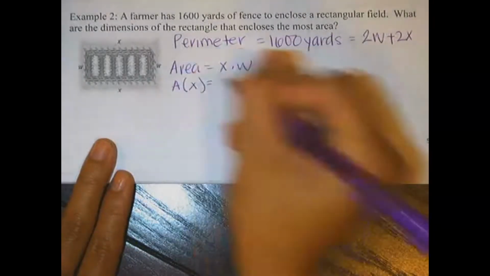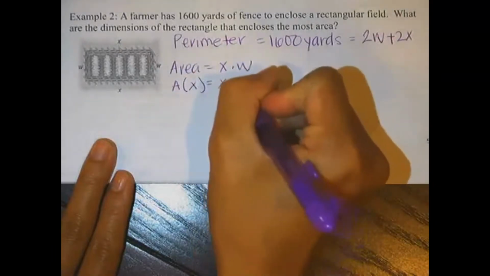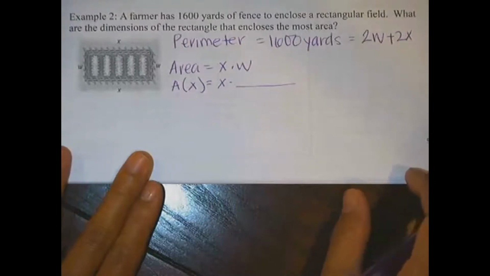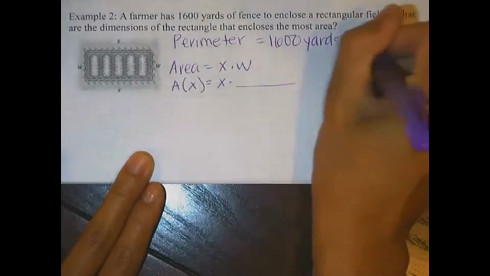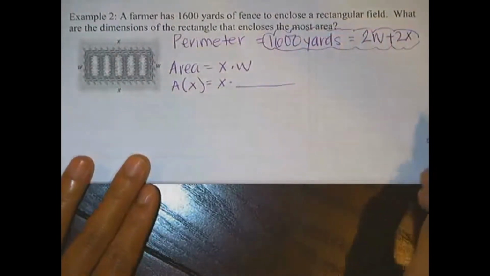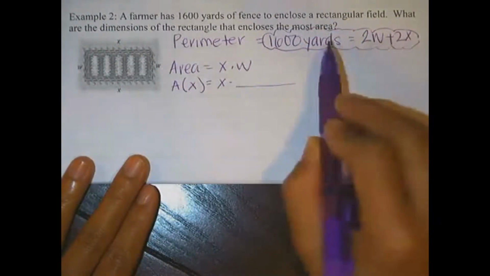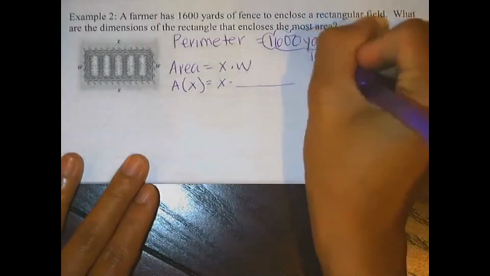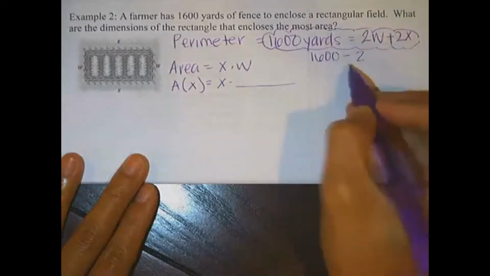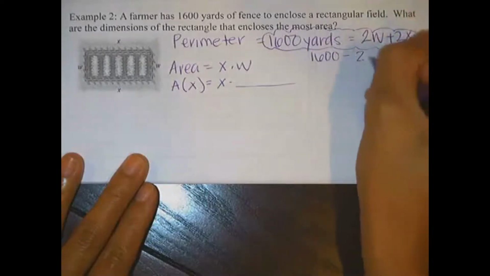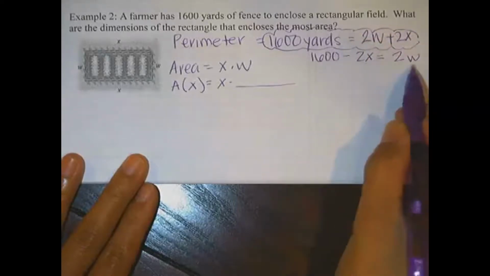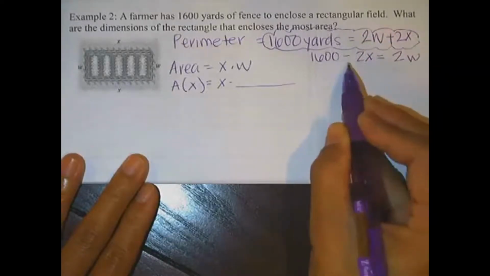Okay, so I'm going to keep my x, then I'm going to take out the w and substitute the w with something else. Well, the only other equation I have is the perimeter with the w in it. So the first thing I'm going to do is subtract 2w from both sides. I'm sorry, subtract 2x on both sides, not 2w. I'm trying to solve for w. So subtract 2x from both sides, so now I have 2w equals 1600 minus 2x.